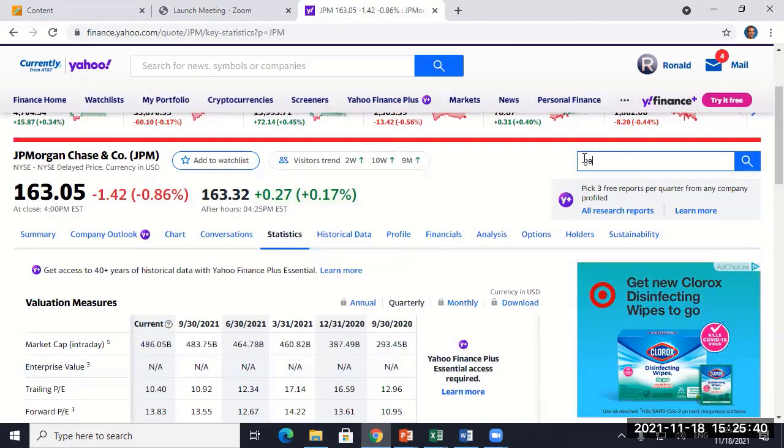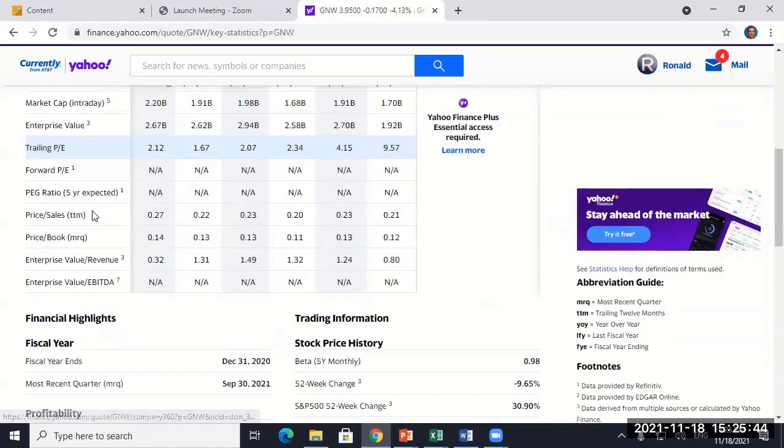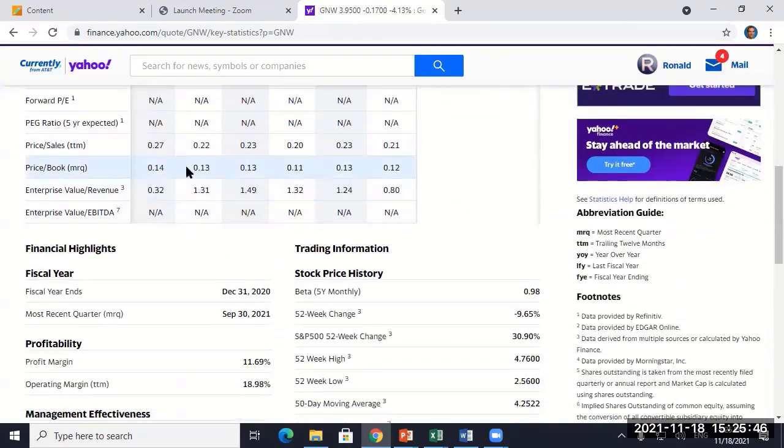And you can get even crazier. If you look at Genworth Financial, what is their price to book? 13 cents. The accountants say it's worth $1, and you can buy it for 13 cents. And the accountants are conservative. Why wouldn't you put all your money in Genworth? Anybody know why?